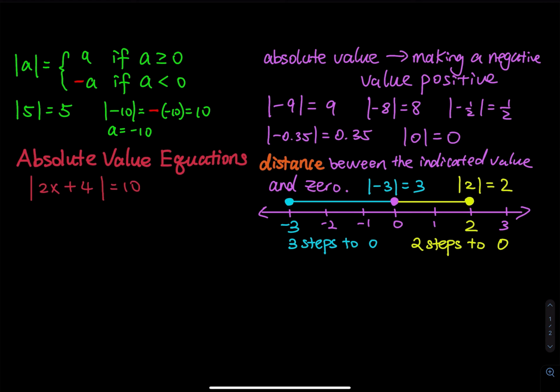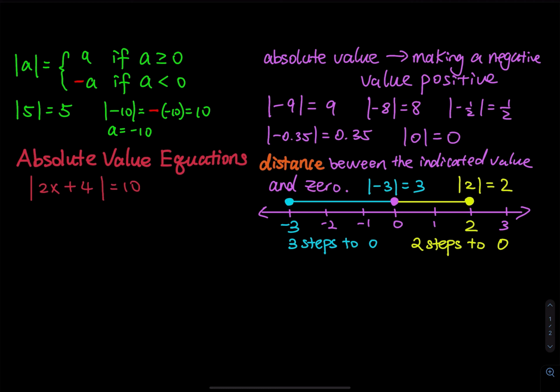For example, I have absolute value of -9, that is equal to 9. Absolute value of -8 is 8. Absolute value of -1/2 is a half. Absolute value of -0.35 is positive 0.35. And then absolute value of 0: 0 is neither positive nor negative, so absolute value of 0 is just equal to 0.